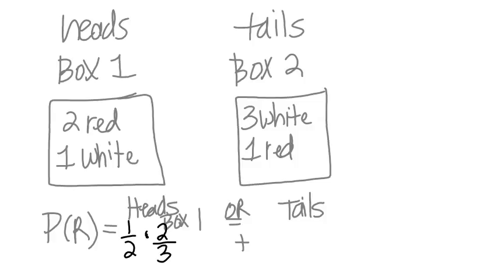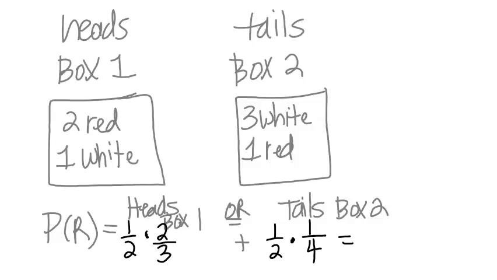Or we're adding the probability that we get tails. Well, that's also a 50-50, 1/2 chance. And that means we have to pick this time out of box 2. And how many red marbles are in box 2? We have 1 out of 4 total.